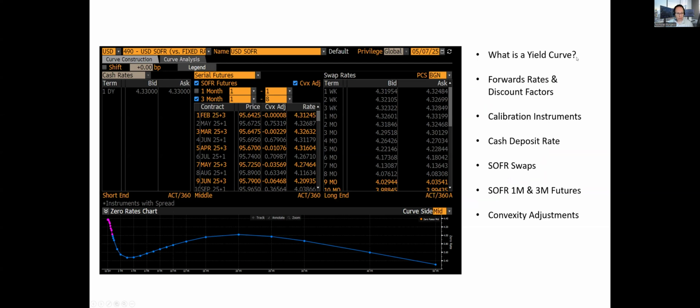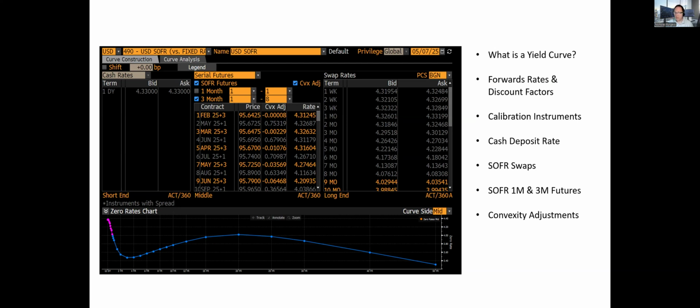Yield curves are a collection of forward rates and discount factors that we need for pricing interest rate products, and discount factors in particular are very important for all products. Discount factors are like a scaling factor. If you want to evaluate the present value of a cash flow in the future, you multiply your cash flow by the discount factor, and that will convert a cash flow in the future to today's present value. And that's really important for pricing.